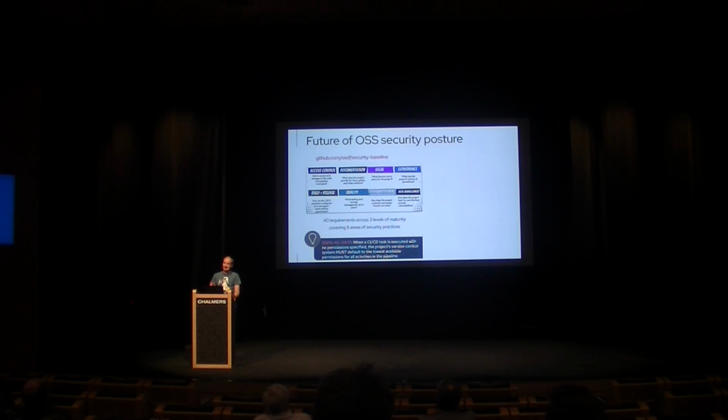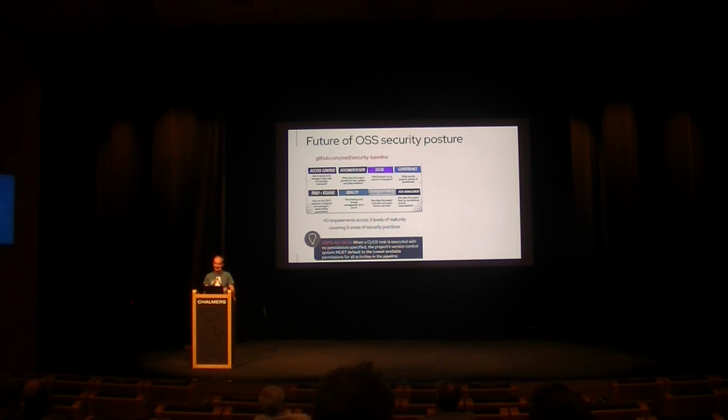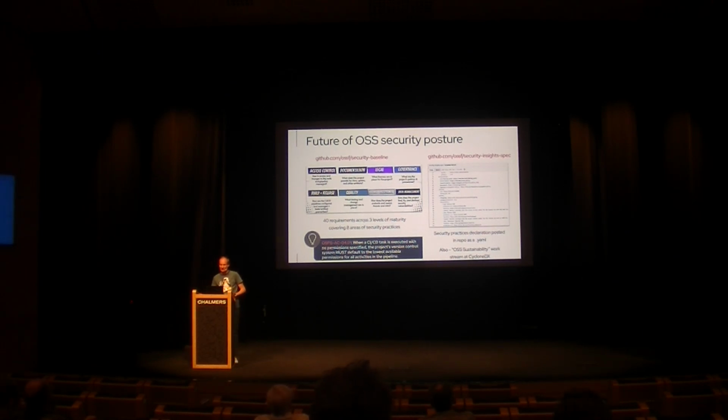To reach level 2 is not really a big problem for projects, in my personal opinion. Level 1 is just really basics. Level 2 is also not a big problem if the project is healthy and has a steady release cadence and a good contribution level. Level 3 is also achievable, but at least level 2 is achievable 100%. Another project that originated a little before Security Baseline, but I think is now connected to it, is called the Security Insights specification.